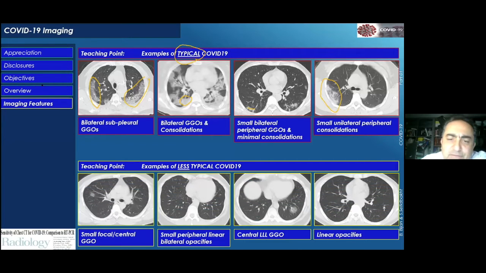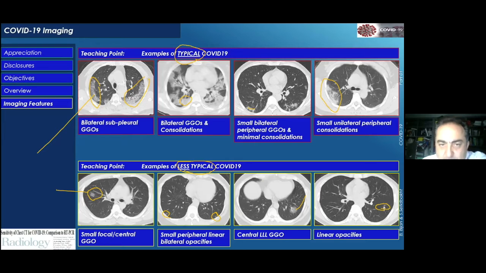Now, there are other findings that are less typical, okay? Those less typical ones are, for example, central disease. This is supposed to be peripheral, like this one, not central. So when you see central GGO, that makes it less typical. We don't call it atypical, we just call it less typical. Or whenever you see this very small, linear ground glass opacity area like this, these are also less typical. This is another example of the central one, or this is the example of the linear ground glass opacity.